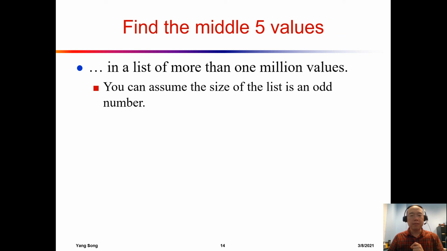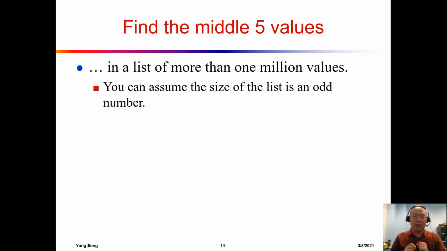Okay. And then at the very end, I challenged you on how to get the middle five values. You can do a recursive way, that is you get the median and then you take the value out, and then you recursively or iteratively do this median step 5 times, and then you will have the middle 5 values. Okay, this is one idea.